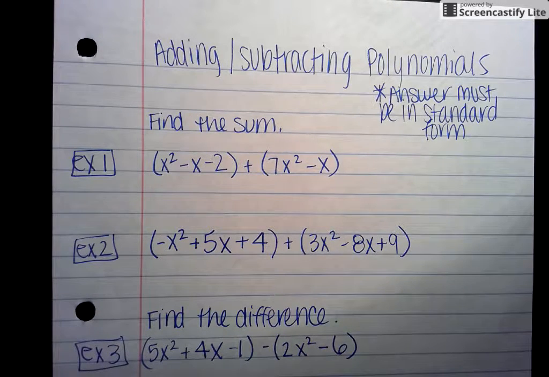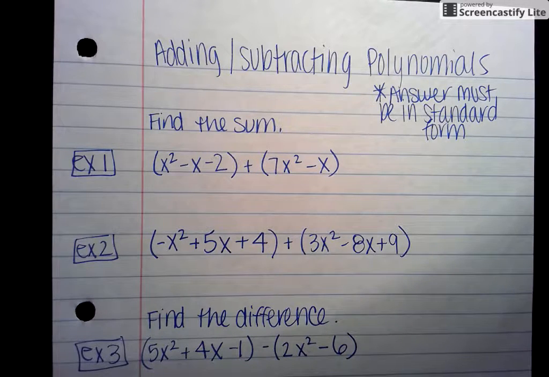Adding and subtracting polynomials. In this lesson, you are going to have to combine like terms. So you're going to look at the term itself and see, can I put those together? And they have to be the same. Also, your answer must be in standard form, so that means that the degree has to go from largest to smallest. So in the first question, it says find the sum.